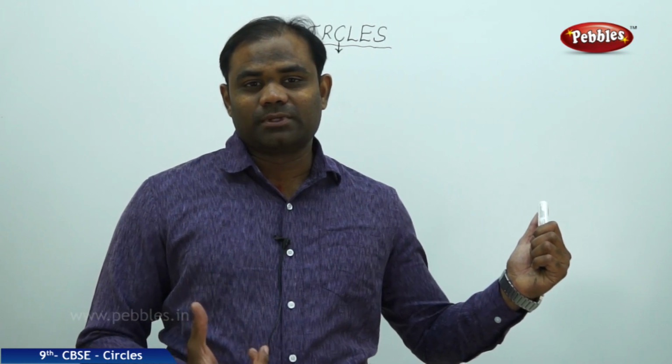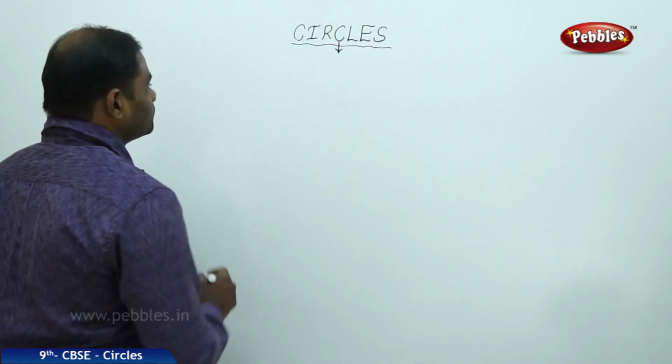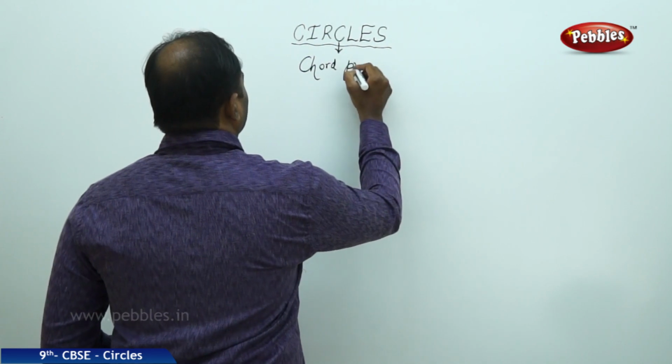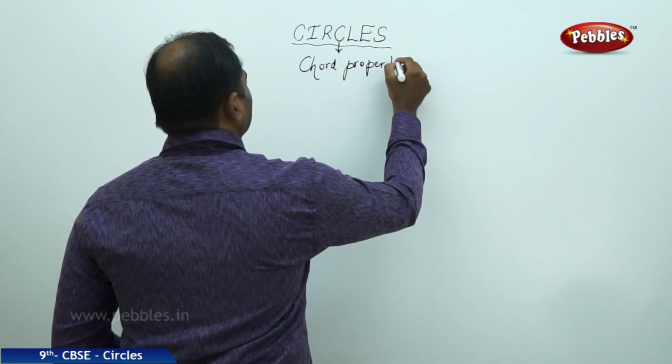Now that we have discussed the length of the perpendicular and various other properties of a circle, let's see a property which connects the chords and their distance from the center. Distance of the chords from the center is how we understand the distances. So this is about connecting the chord properties with their distances from the center.